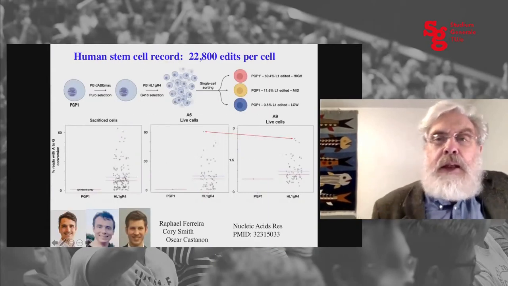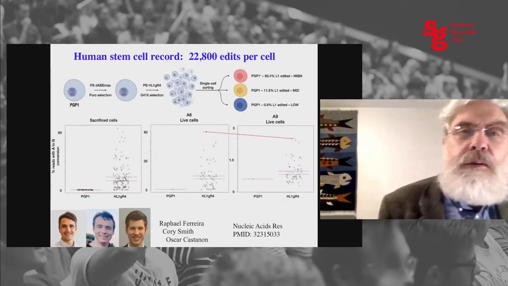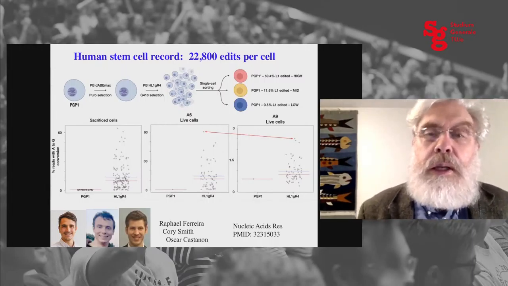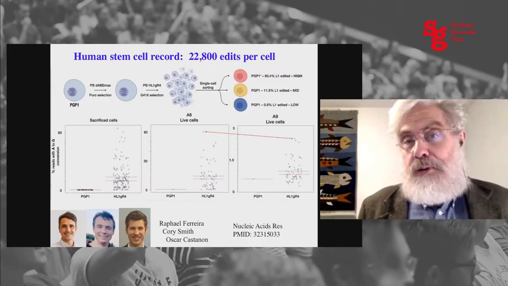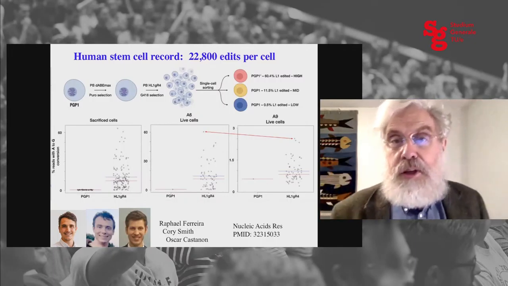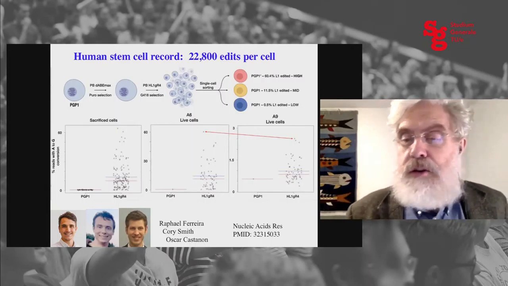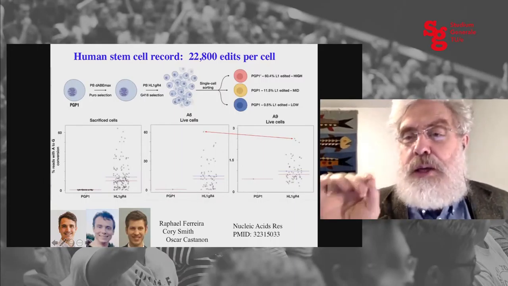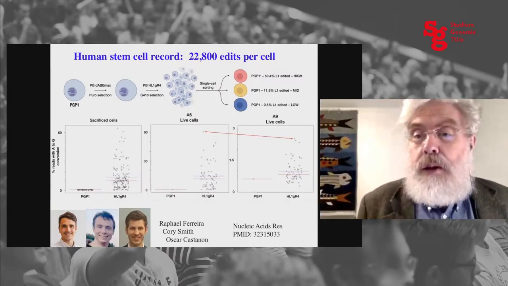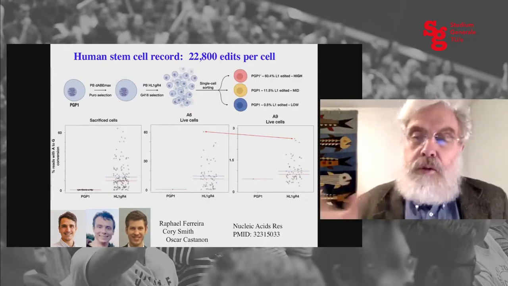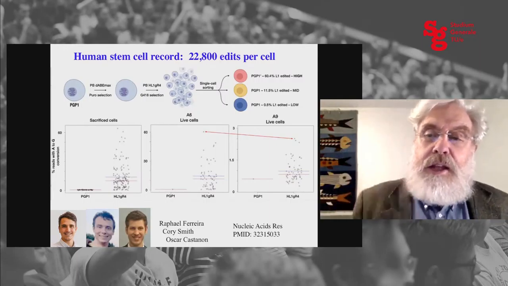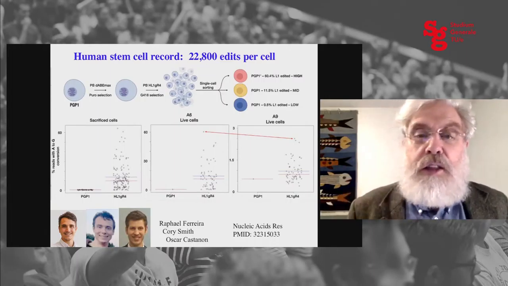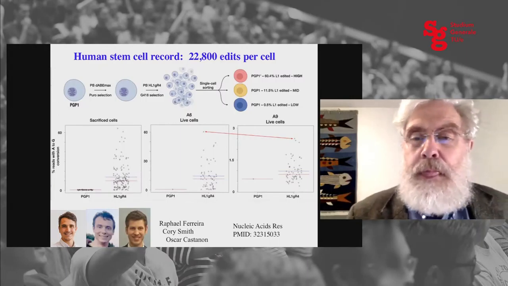published in Nucleic Acids Research recently. And here is some of the data from the record, which is over 22,000 edits in a single human induced pluripotent stem cell. So these are cells that can produce any other kind of cell by differentiation, and we don't need to go through the detail, but sufficient to say that we can get a single clone which is stable through replication cycles that contains these 22,000 edits of A's into G's at the sites that I showed in the previous slide.